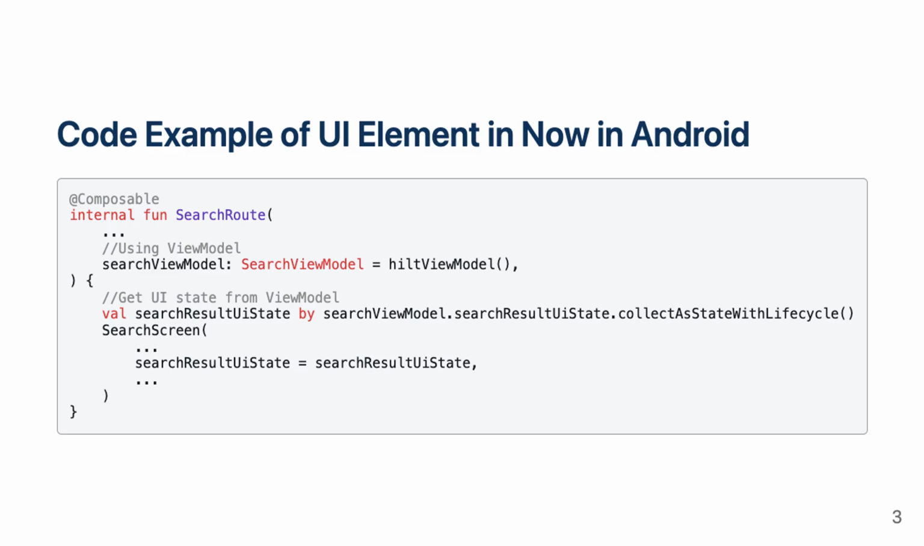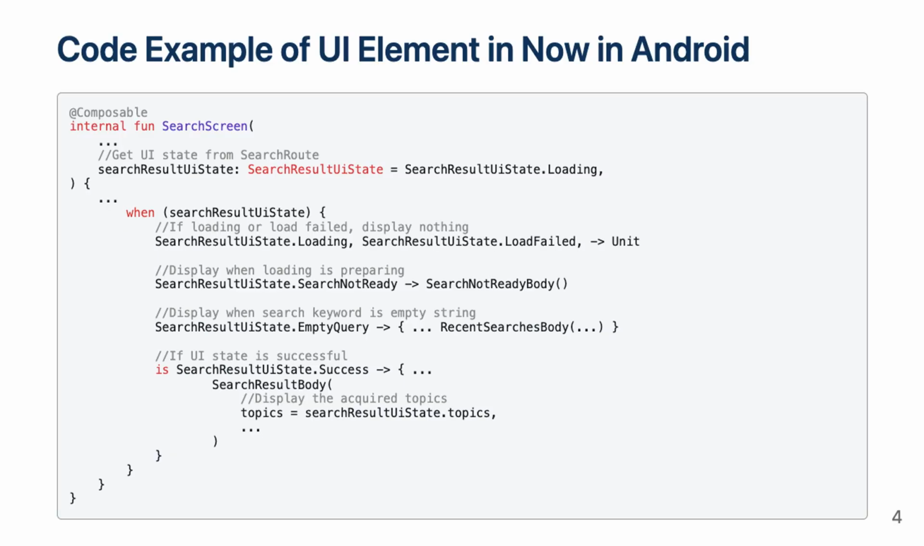First is the SearchRoute composable function. This function takes the SearchViewModel as an argument. Next, it obtains the SearchResultUiState from the view model. This method of retrieval ensures that the composable function is redrawn whenever there are changes to the UI state. This UI state is then passed to the SearchScreen composable function.